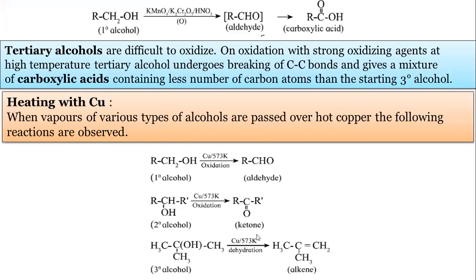One thing we have to remember here, in case of copper, the temperature conditions are the same: 573 K for primary, 573 K for secondary, and 573 K for tertiary. See in these tertiary alcohols, clearly we get alkenes here. And alkenes on further oxidation give carboxylic acids.